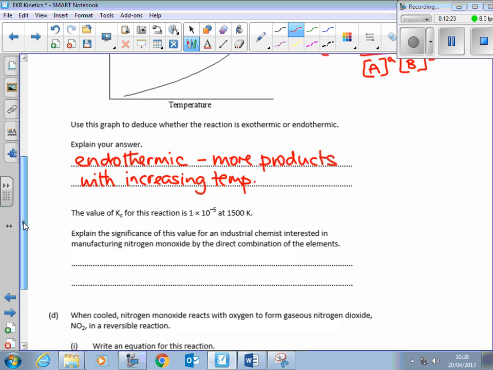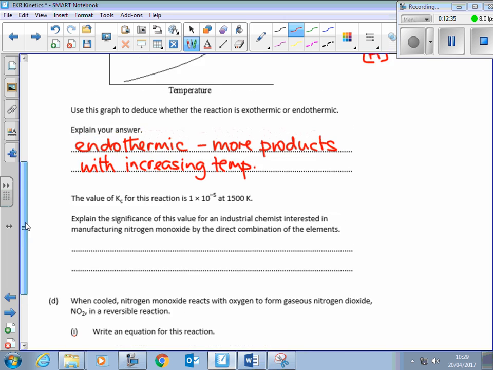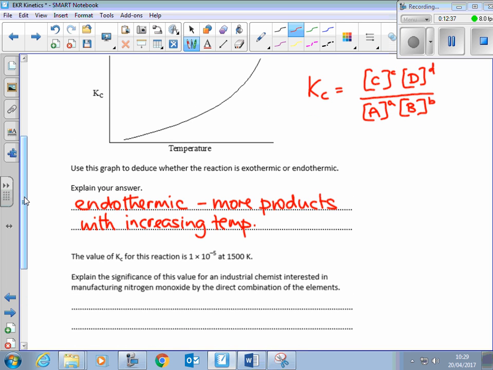Then you have something to think about. If the value of Kc for this reaction is 1 times 10 to the minus 5, it's not very much, is it? At 1500 K, we're not given any particular values on there. Explain the significance of this value for an industrial chemist interested in manufacturing nitrogen monoxide by the direct combination of the elements.